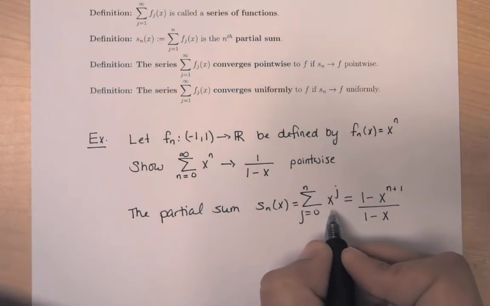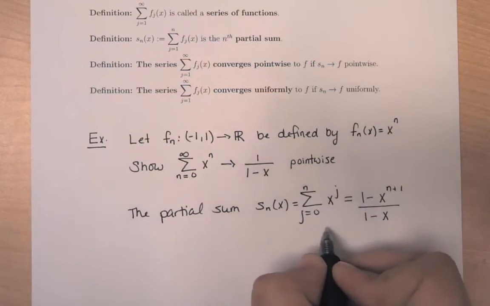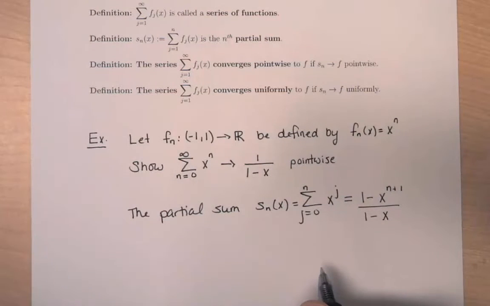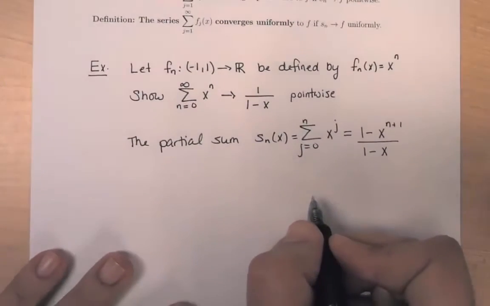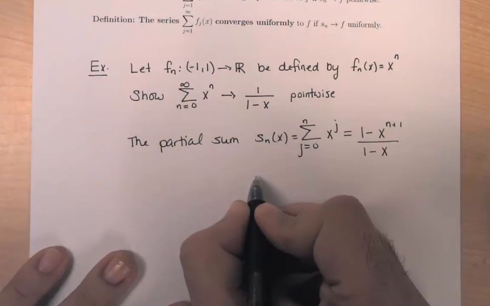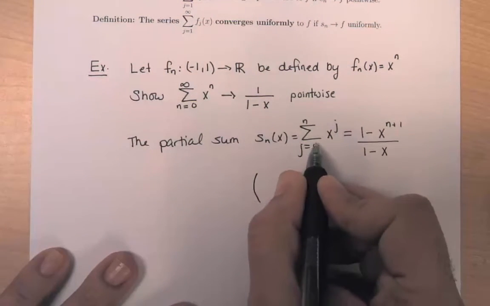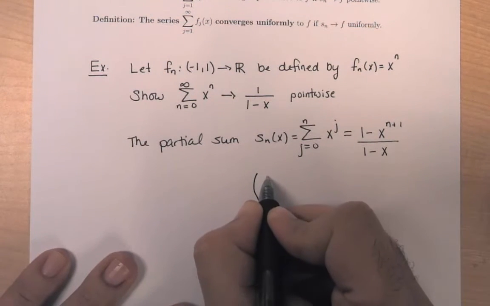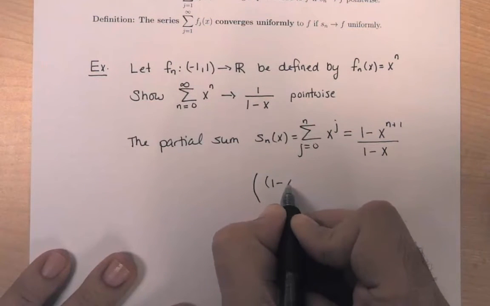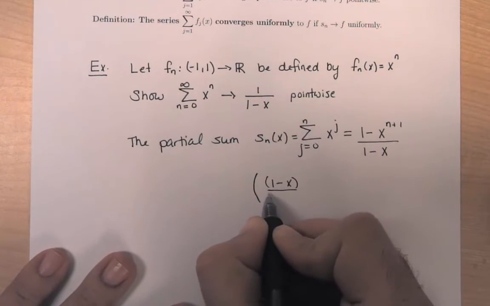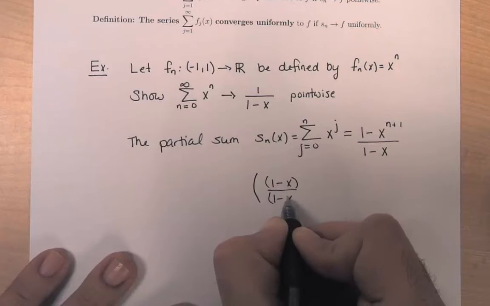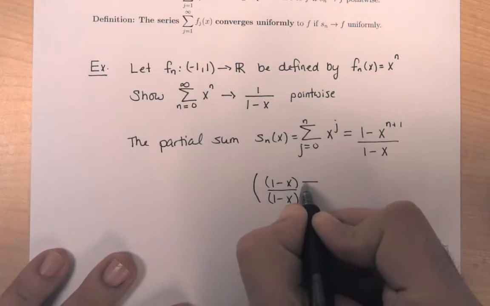Now, you've probably seen this before. You've probably seen this equality before, perhaps in a calculus class, perhaps in a different class. But just as a quick reminder, we'll put this in a parenthetical. We can see this equality by taking this partial sum and multiplying times 1, specifically in the form of 1 minus x times 1 minus x.